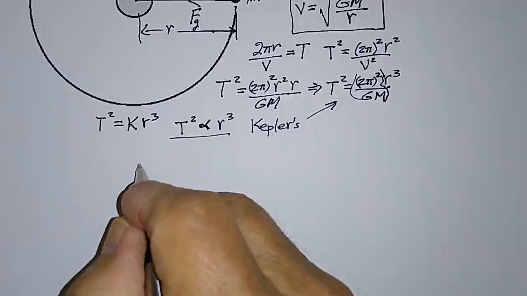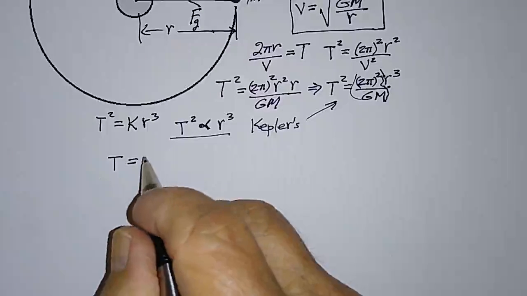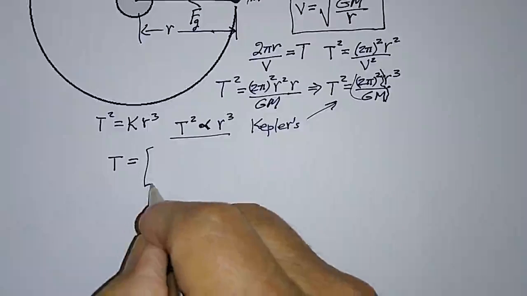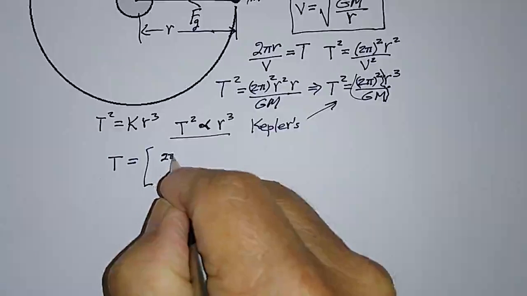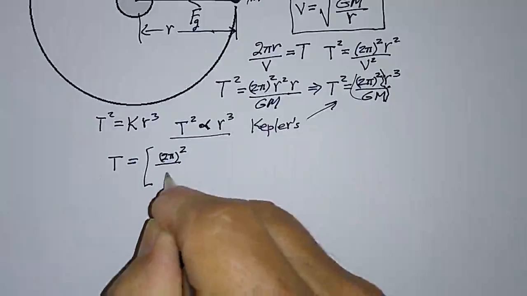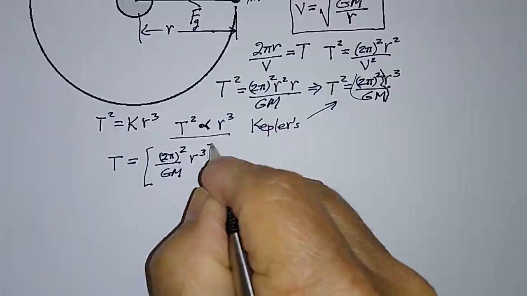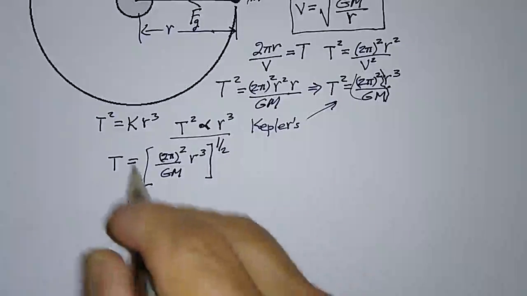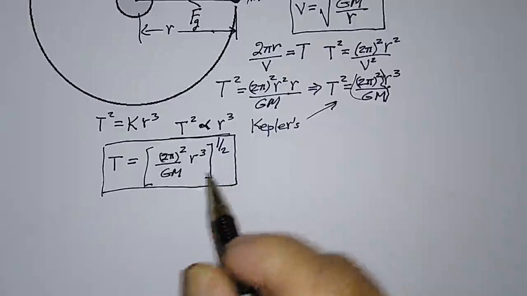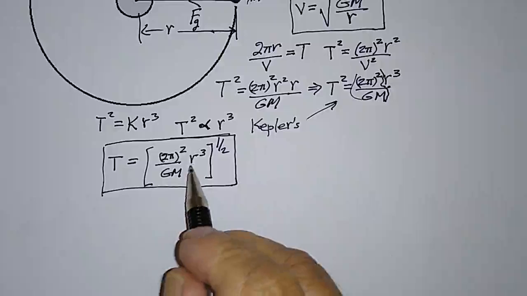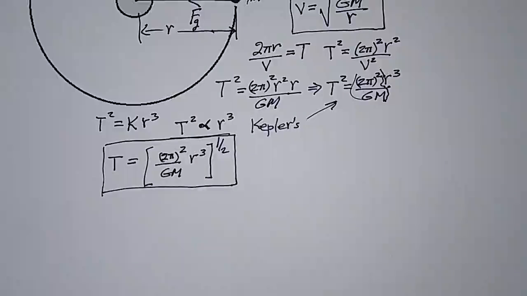We can write that again just to summarize it here as T is equal to the square root of 2π squared divided by GM times r cubed, the square root of all of that. So there's an equation right there that lets you calculate the period if you know the radius, or rather the distance between the centers of the two orbiting objects.